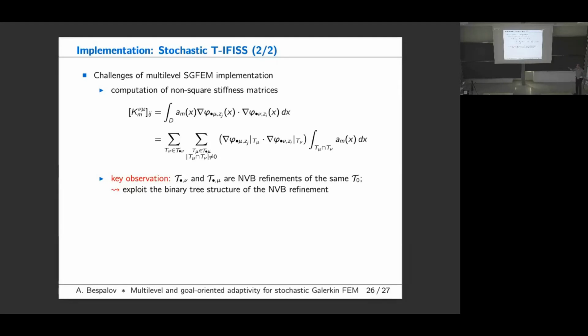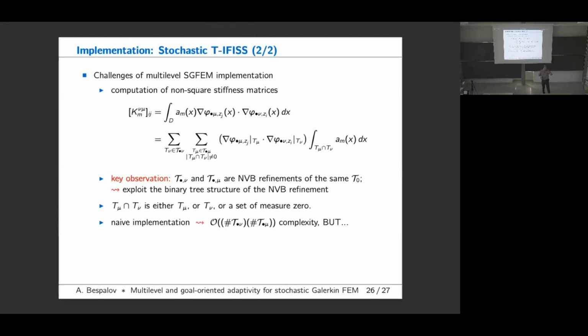Dirk made this key observation, which looks quite simple, but to capitalize on this, it was a very, very important observation. Newest vertex bisection or longest edge bisection has a binary tree structure. Each child has two parents, so you have a tree. Basically then the intersection of any two elements coming from different meshes is either a set of measure 0, so they are far away from each other, or one is a subset of another, or they are the same. So there are only 4 possibilities.